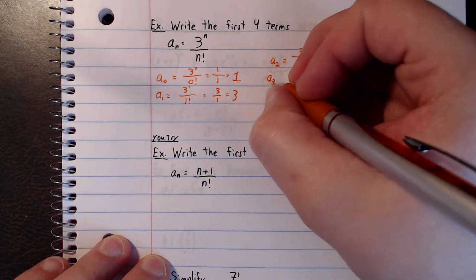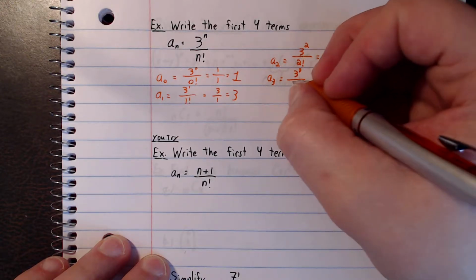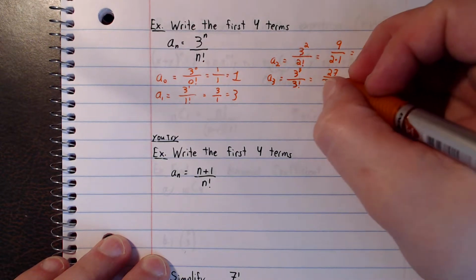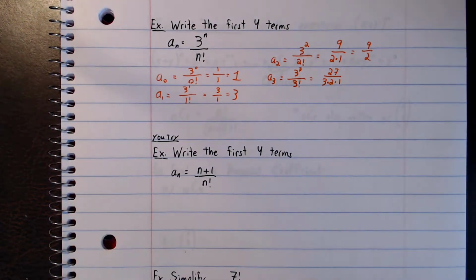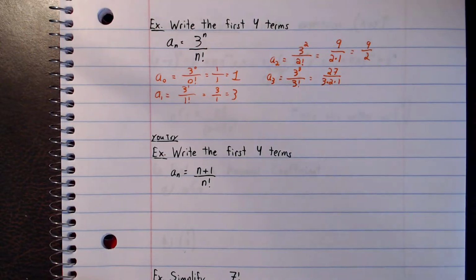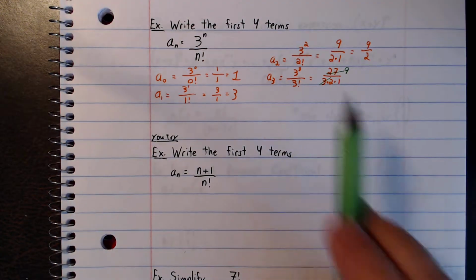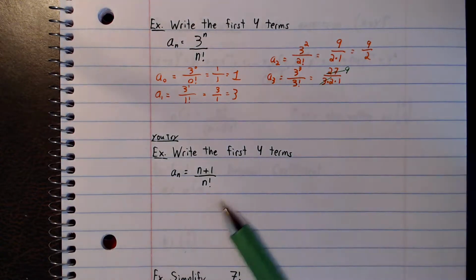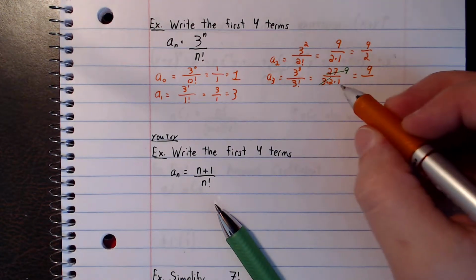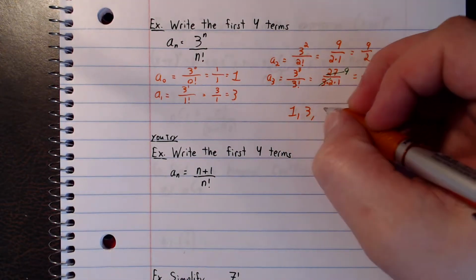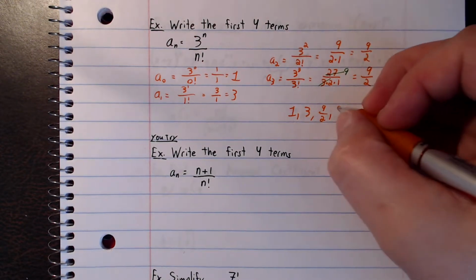And our final one, 3 to the third over 3 factorial. 3 to the third is 27, and then we're multiplying by 3 times 2 times 1. Now, at this point, if I can reduce, I'm going to. And we're going to definitely want to do that in future problems as well. So I see a 3 that I can cancel out, and this 27 is going to end up becoming 9, right? Because 3 goes into 27 9 times. So what are we left with on top? We have 9, and on the bottom we have 2 times 1, which is 2. So here are the first four terms: 1, 3, 9 over 2, and 9 over 2.